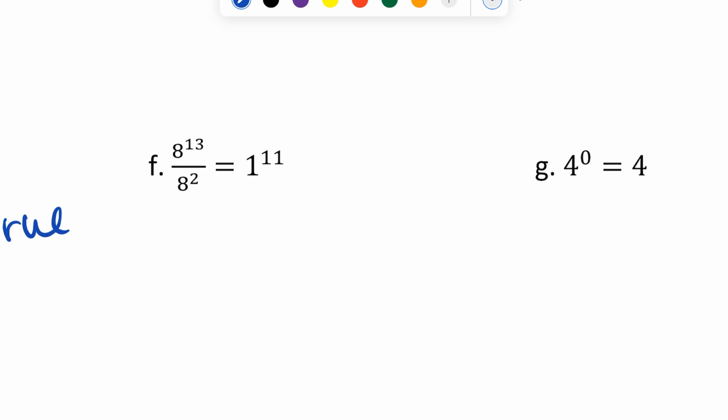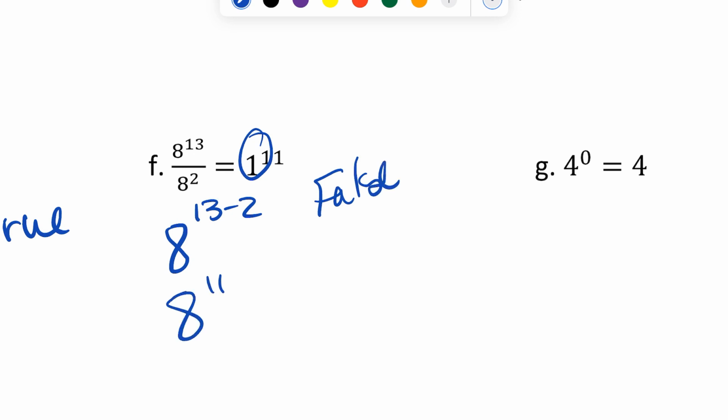This one, we're supposed to write down our base and subtract the exponents. They did not do that, so it is false. So it should be 8 to the 11th power.